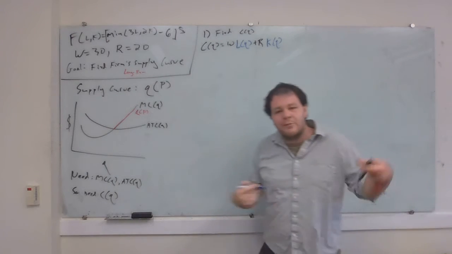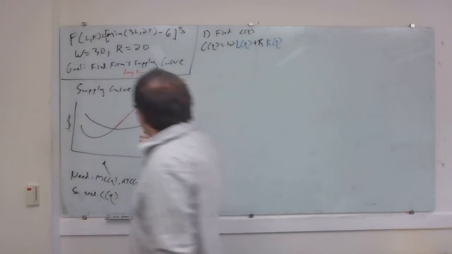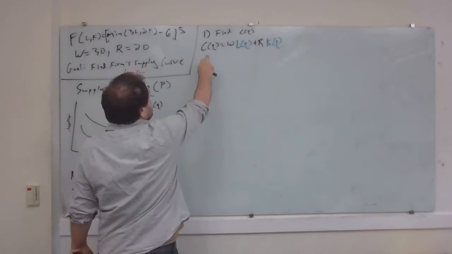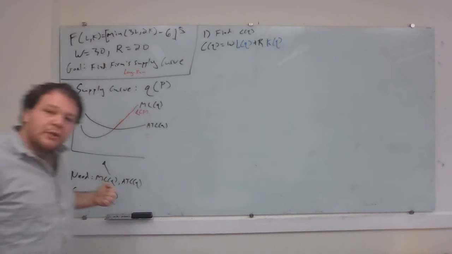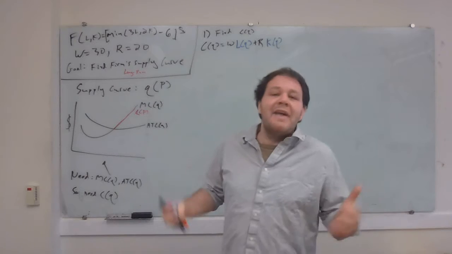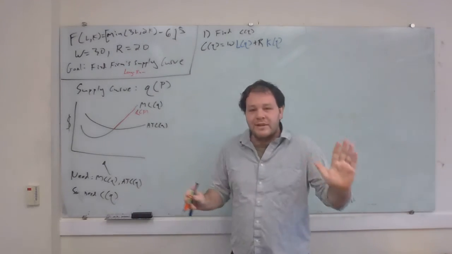If we know how much labor and how much capital we'll use to produce a certain amount of output, that will allow us to figure out how much it costs to produce a certain amount of output. That will allow us to figure out how much output we'll decide to produce at any given set of prices. And then we'll have solved this problem. We'll be so proud of ourselves. We'll bask in glory for the rest of the day.